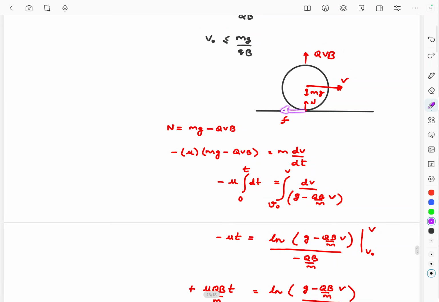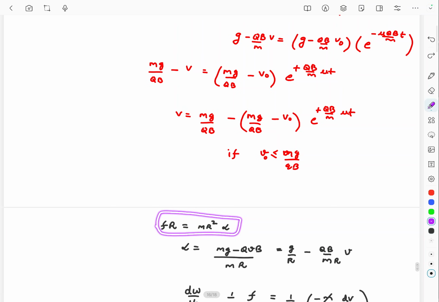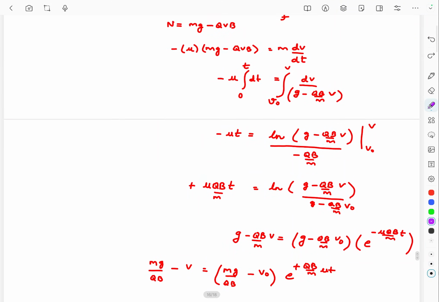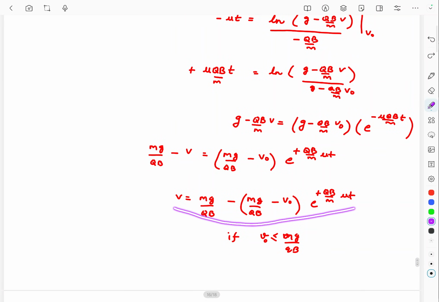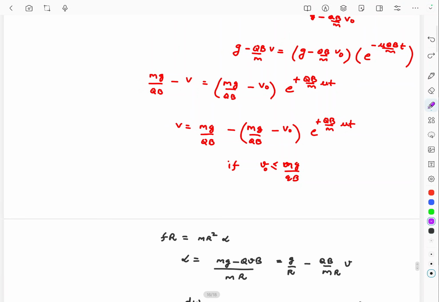The torque of friction will be F into R in the clockwise sense, and that will be equal to I about the center, which is mr squared times alpha. So F r equals mr squared alpha. This is going to be the angular acceleration. Now if you observe, alpha depends on velocity, and velocity we figured out is a function that depends on e to the power some t, right? So if you go by the integration route, it's going to be very lengthy. So we use a slightly different approach.